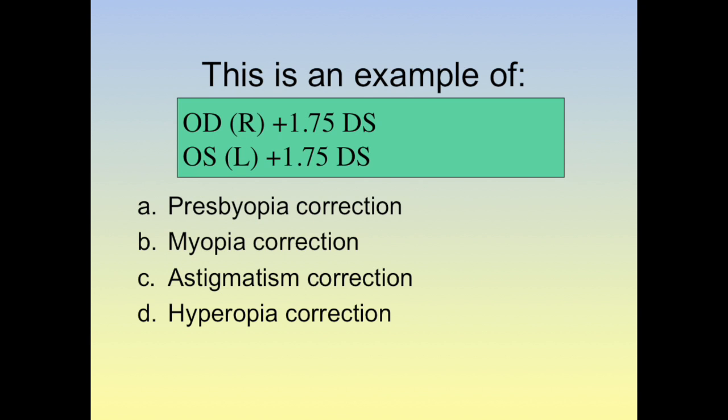This is an example of a prescription. I've got a +1.75 for the right eye and a +1.75 sphere for the left eye. Is it a presbyopia correction, a myopia correction, an astigmatism correction, or a hyperopia correction? And again, just think about that. Plus power lenses. Actually, it could be a correction for presbyopia as readers, and it also is a correction for hyperopia. So plus glasses are for both of these conditions.